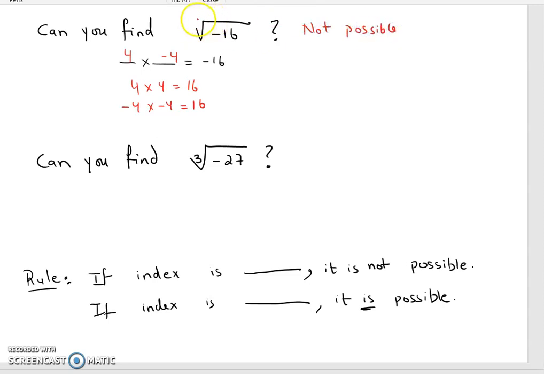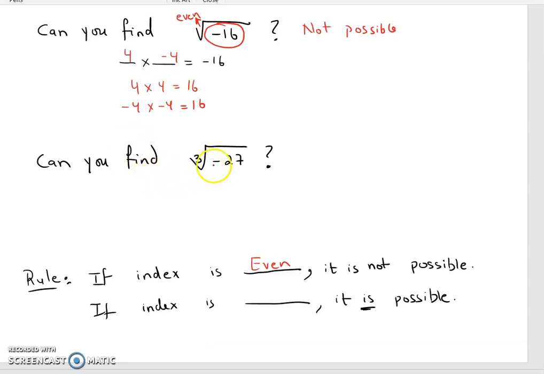So any time the index is an even number, you cannot find that. You cannot find a number multiplied by itself an even number of times to give you a negative number. So anytime you can do a mental check: if there's a radicand which is negative and your index is an even index, you cannot do it. Even if you try this in the calculator, it will give you an error. So that's a check for you.